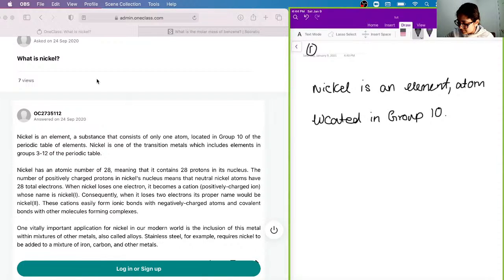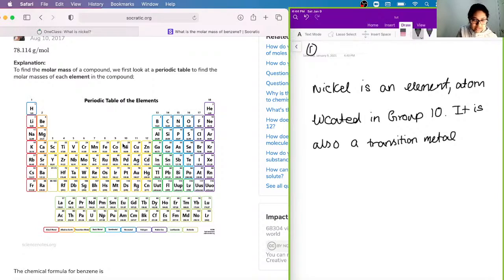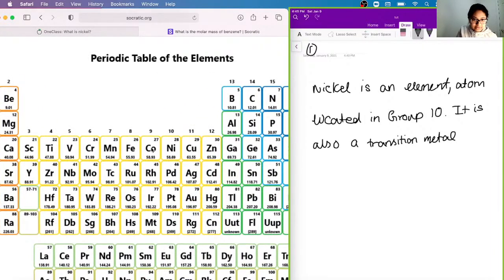So this is a transition metal, which includes elements in group 3 to 12 of the periodic table as well. If we go over here, this is our periodic table, and we can see that nickel is right here. The symbol for it is Ni.